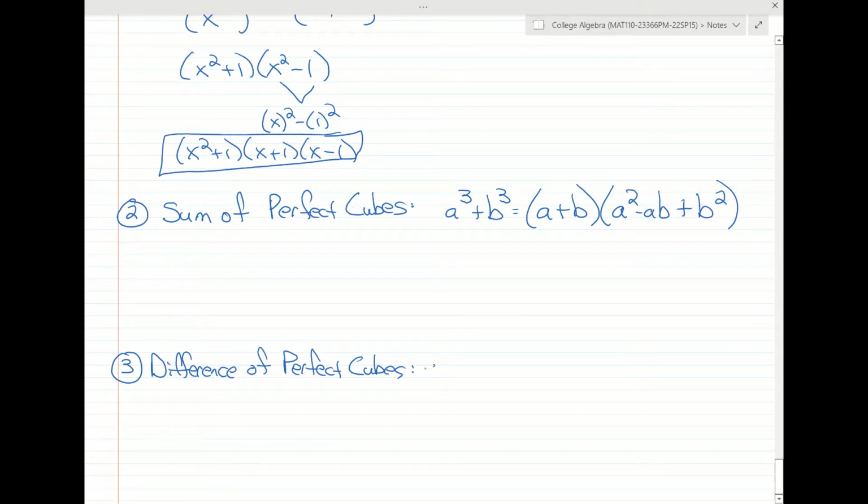It's similar to if we had a difference of perfect cubes. If you have something cubed minus something cubed, the formula would be a minus b times a squared plus ab plus b squared.